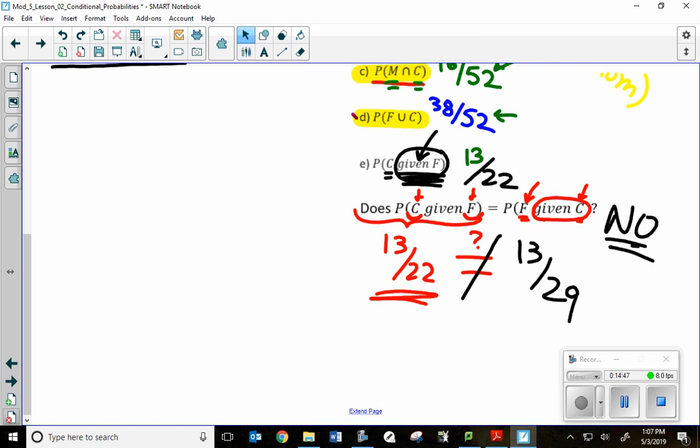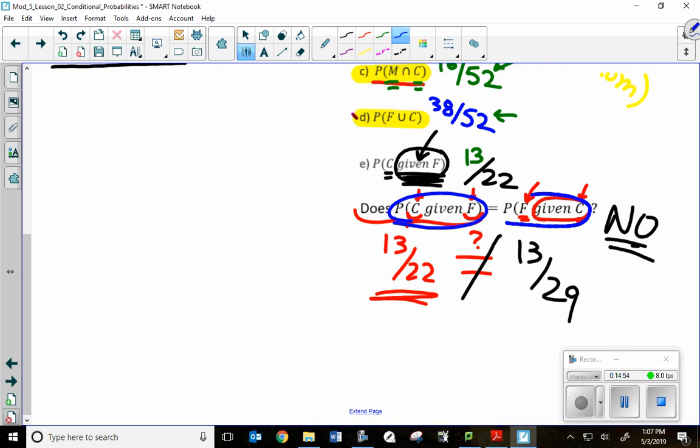So be careful. Don't think because you found one that you can switch the letters and it will be the same. Maybe it would coincidentally be the same, but that is not a rule. It does not apply. Don't think because you know one, you automatically know the other. You do not.